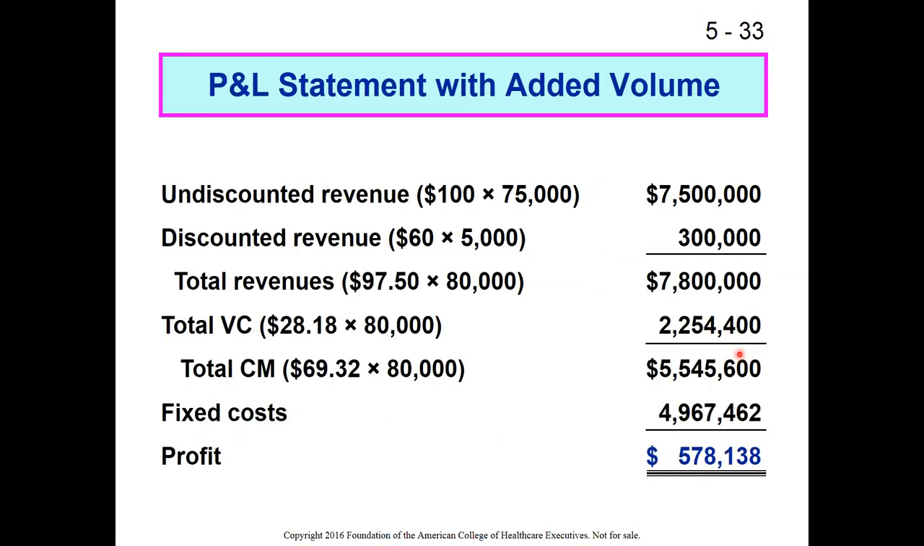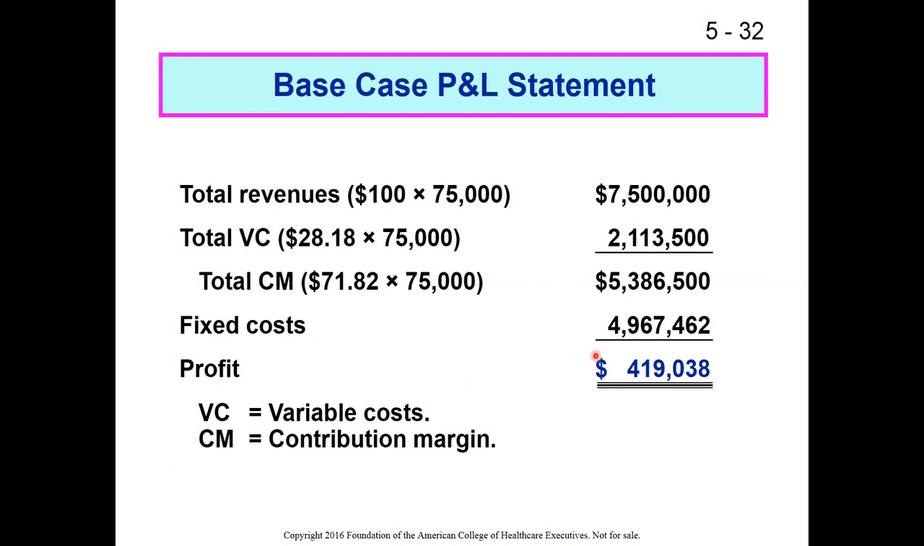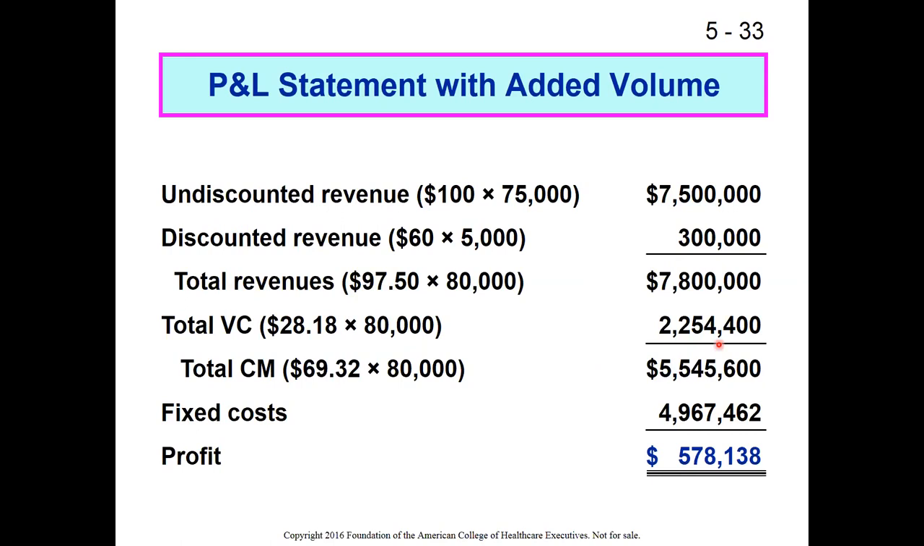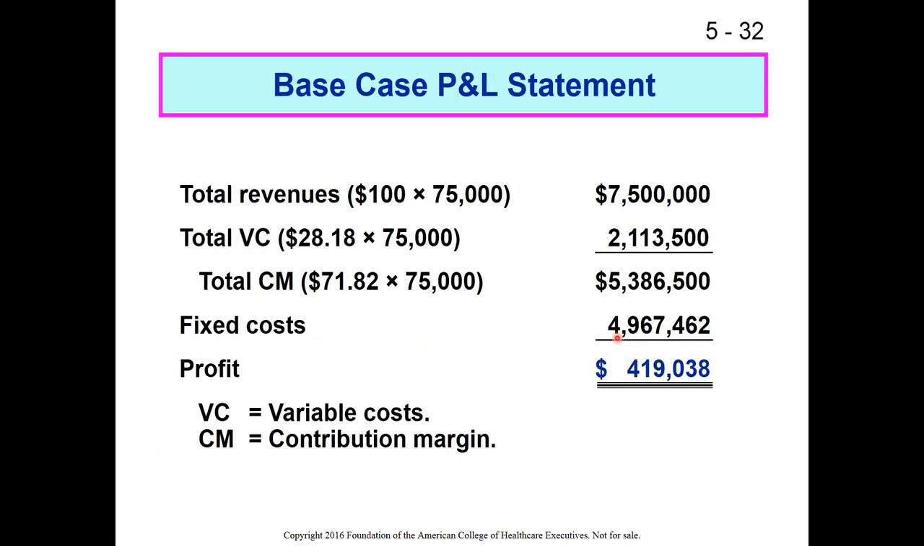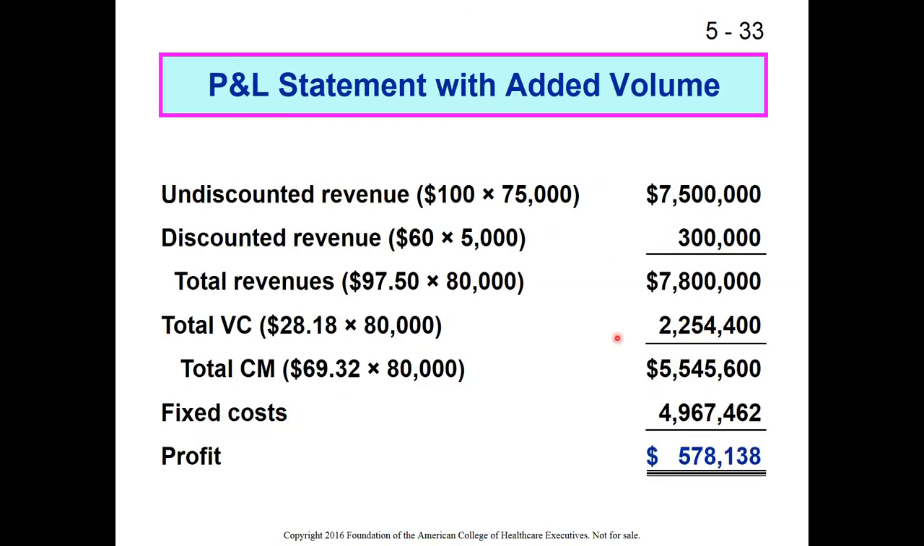And so when we add on these 5,000 additional patients, they're going to bring in $60 times 5,000, $300,000 in additional revenue. And our variable costs will increase from 2.1 million to 2.25 million. So that's a marginal increase of about 130,000. So we're going to get 300,000 more in revenue, but we're going to incur roughly 130,000 more in variable costs. So our contribution margin is going to go up. We're going to have additional margin as a result, because our additional revenue is going to exceed the additional variable costs we're incurring. And critically, we're not having to make any additional fixed cost investments.